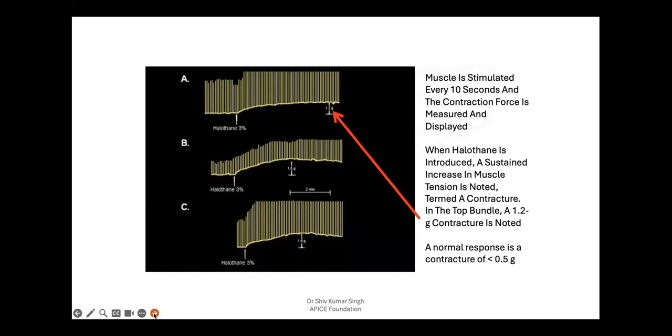So if it goes to more than 0.5 gram, that means there is uncontrolled release of calcium, so they will go into higher contraction. Like in the first case in the A band, it has gone into 1.2 contraction. That means this patient is obviously MH susceptible or has got MH. Okay.